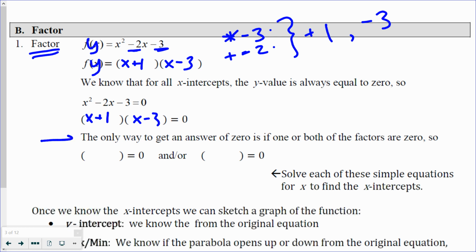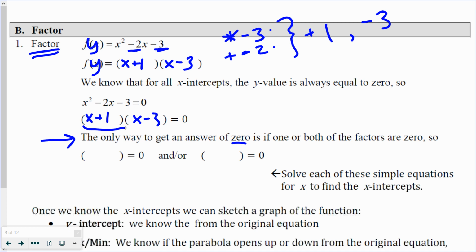The only way to get an answer of 0 is if one or both of the factors is equal to 0. Again, because we're multiplying, if this one's equal to 0 and we multiply by anything else, it's still equal to 0. So if one or both of the factors are equal to 0, that would make everything equal to 0.